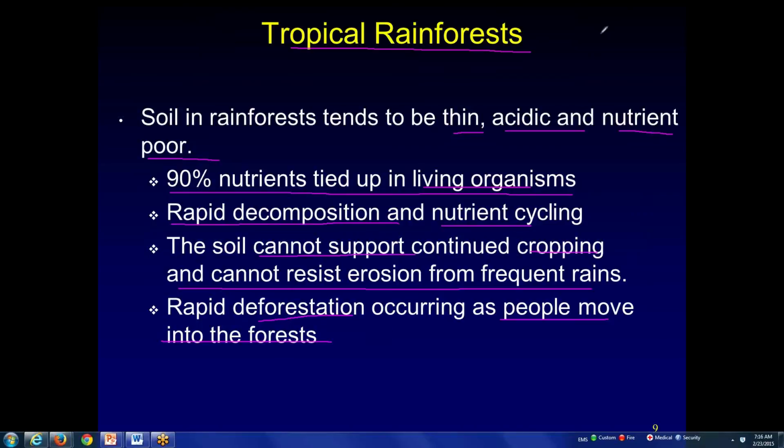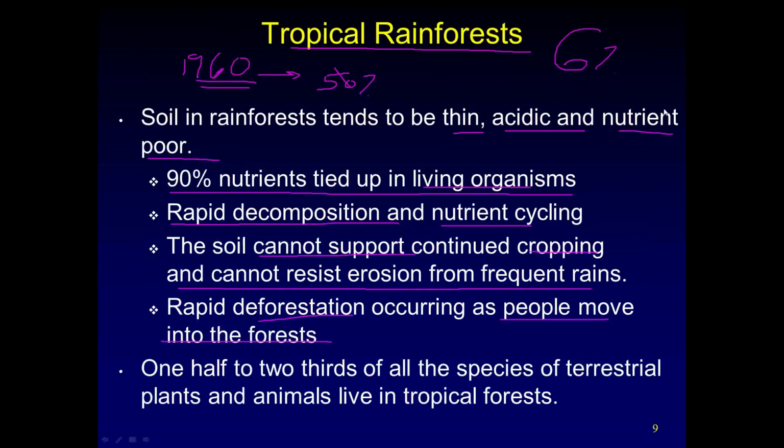Again, we're down to 6% of the surface of the earth covered by them. And since 1960, 50% of our tropical rainforests have disappeared. So just since 1960, not that long ago, half of our tropical rainforests are gone. So this biome has been severely affected.